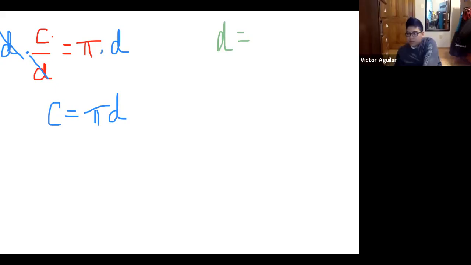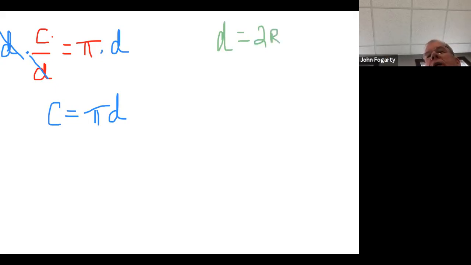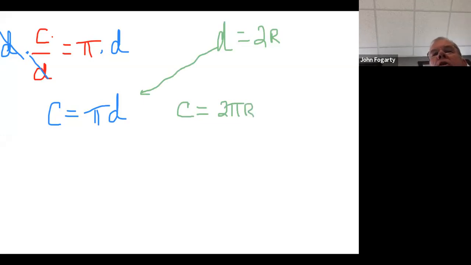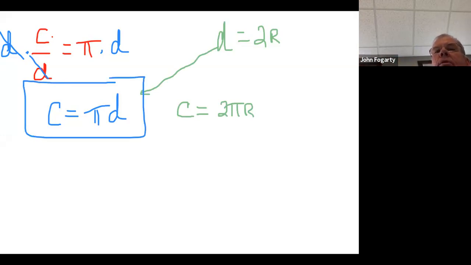D is 2 times the radius. So somebody tell me, if I know D is 2 times the radius, can't I actually substitute 2 times the radius? So now what do I have? I have 2 formulas that I can use to find the circumference of a circle.